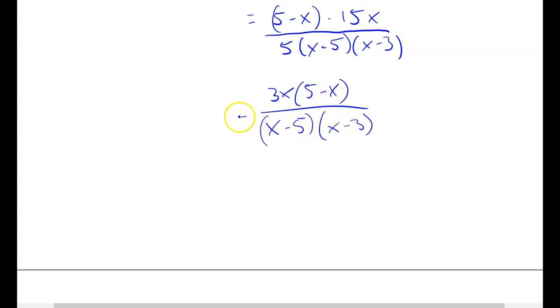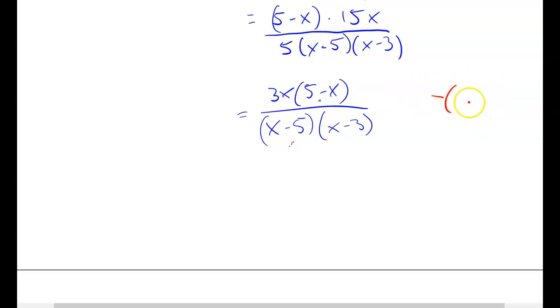And I seem to be done, right? It kind of looks like I have nothing left that is in common in the top and bottom. But I do notice that I have two things that are pretty close. I have a 5 minus x and an x minus 5. Now, they're not the same. They don't directly cancel.